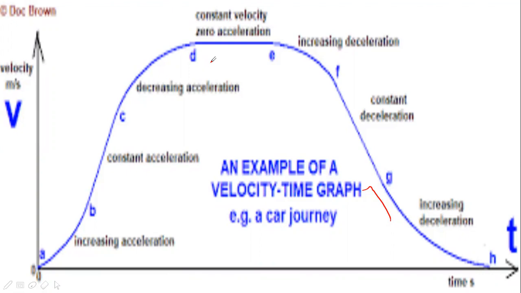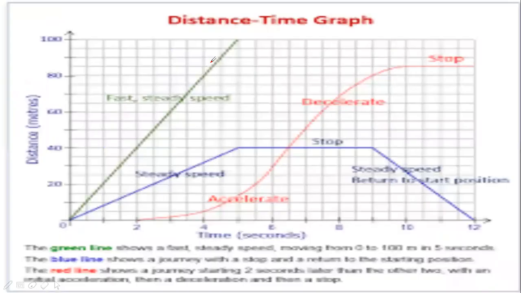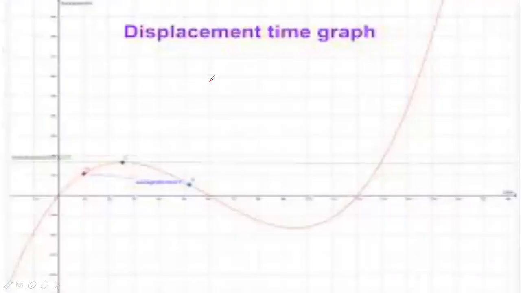FG represents constant deceleration, and GH represents increasing deceleration. A distance time graph will give you speed. First, the greenish line represents uniform speed. The bluish line represents different speeds: uniform speed, zero speed, and uniform speed but decreasing value. The red line represents variable speed.